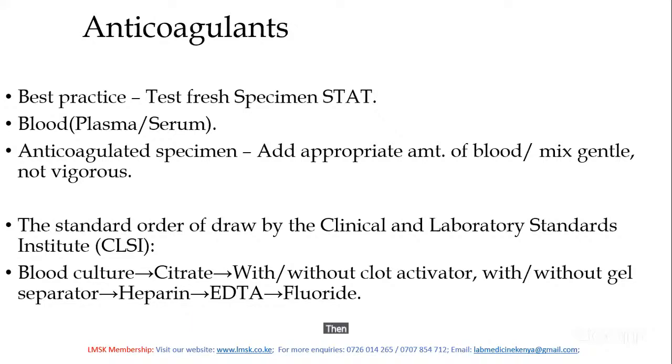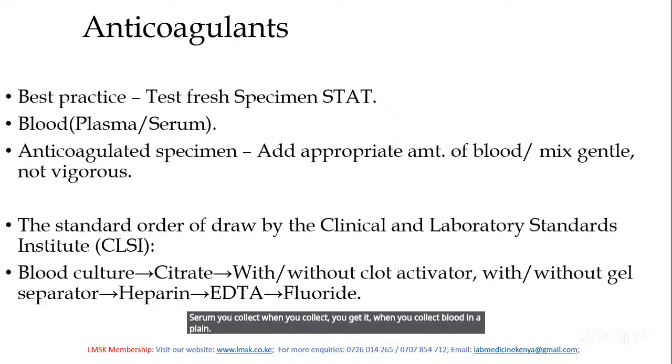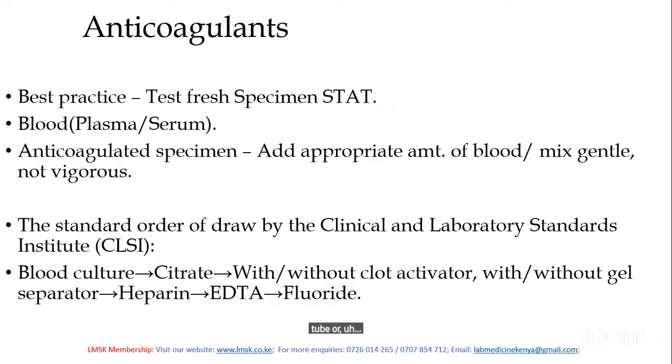When you mix this blood with anticoagulant, then after maybe 20, 30 minutes when you centrifuge, whatever you will collect is plasma. Serum you collect when you collect blood in a plain tube or a tube which has a clotting activator or a gel separator. That is serum. That's the difference.